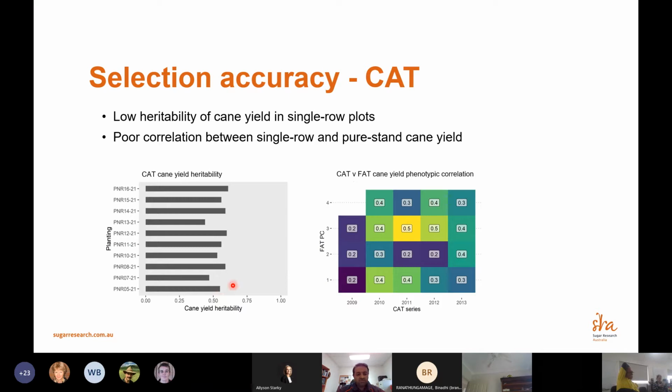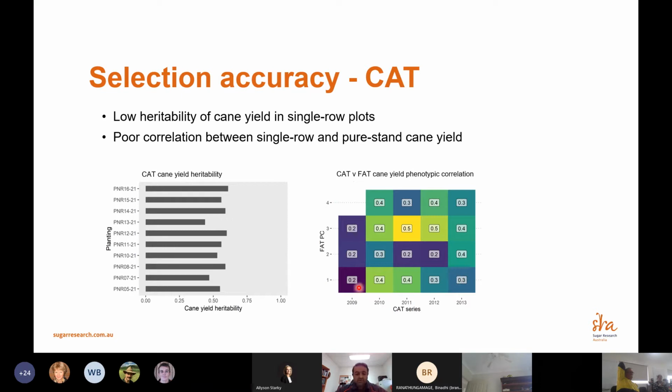I mean, compared to a FAT trial, it's quite low. And what it also means is that there is a poor correlation between single row cane yield assessment and pure stand cane yield assessment. On this graph on the right, we can see the correlation between CAT series clones and the FAT plant crop. Usually there are multiple FAT plant crops. In this case, in 2009 there were 3, in 2010 there were 4 FATs, and so on.